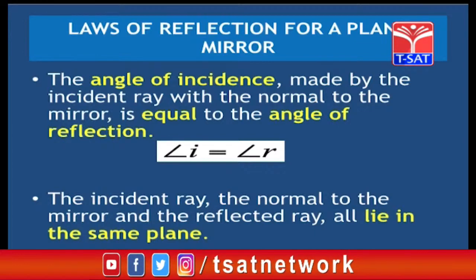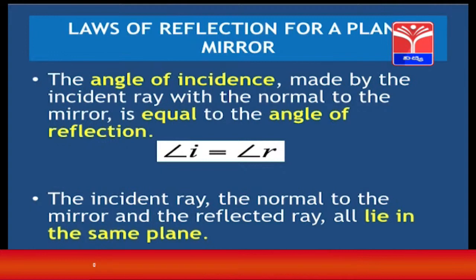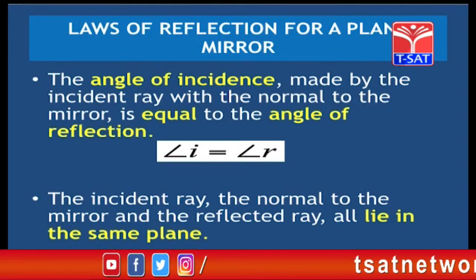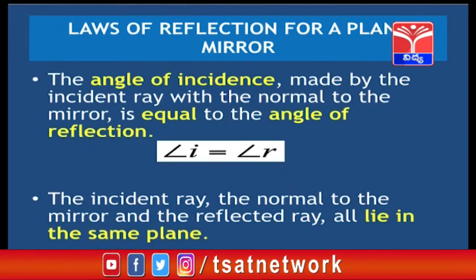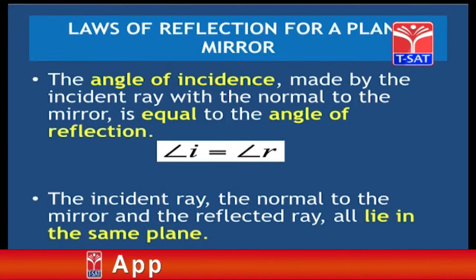And the second law says the incident ray, the normal to the mirror and the reflected ray all lie in the same plane. Okay. These three different kinds of lines that we have seen, the incident ray, the reflected ray and the normal, all lie in the same plane. That means they are all coplanar. They do not travel in another plane. So these are the laws of reflection for a plane mirror.